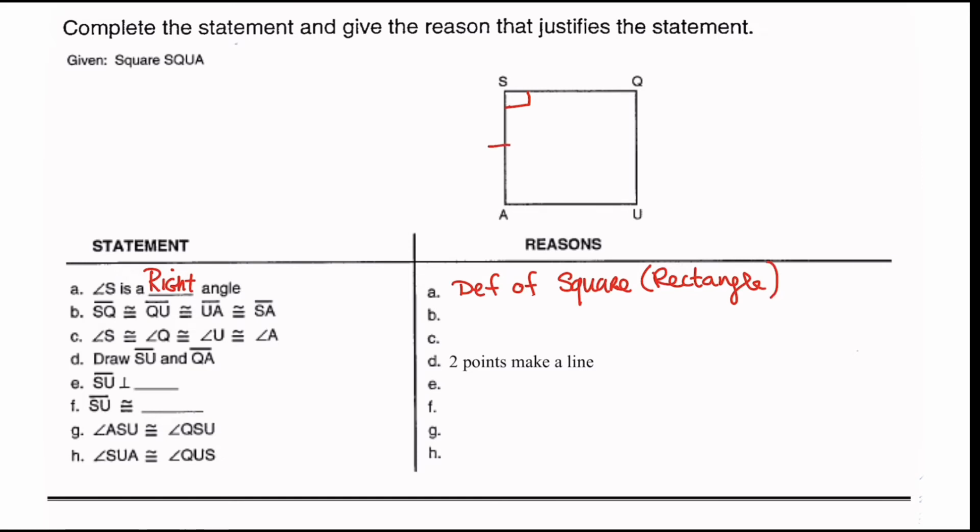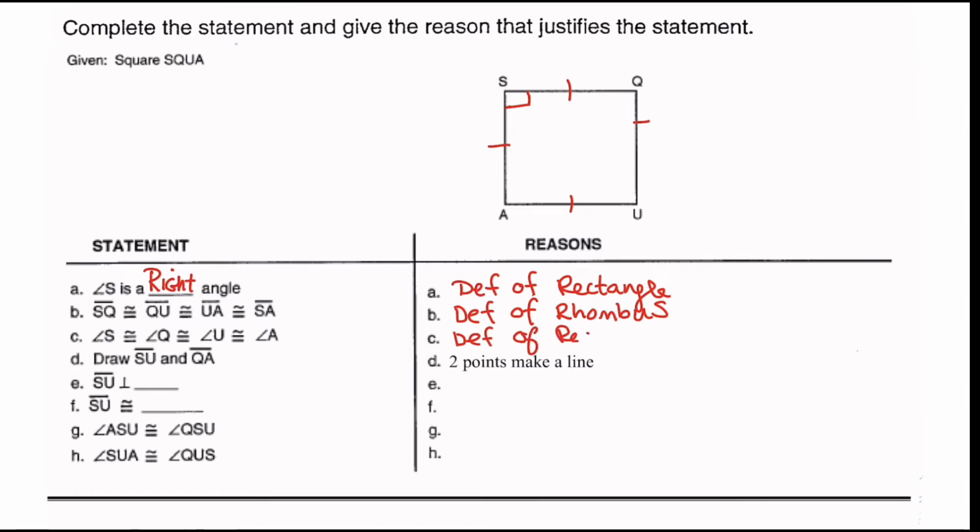All 4 sides are equal, so that might be something by definition of, you know what, I'm not going to say square in the first one here, I'm going to just use rectangle, and that'll be the first reason there. And then we have definition of rhombus for the next one. Alright, and then the 4 angles are congruent to each other. That's definition of rectangle.